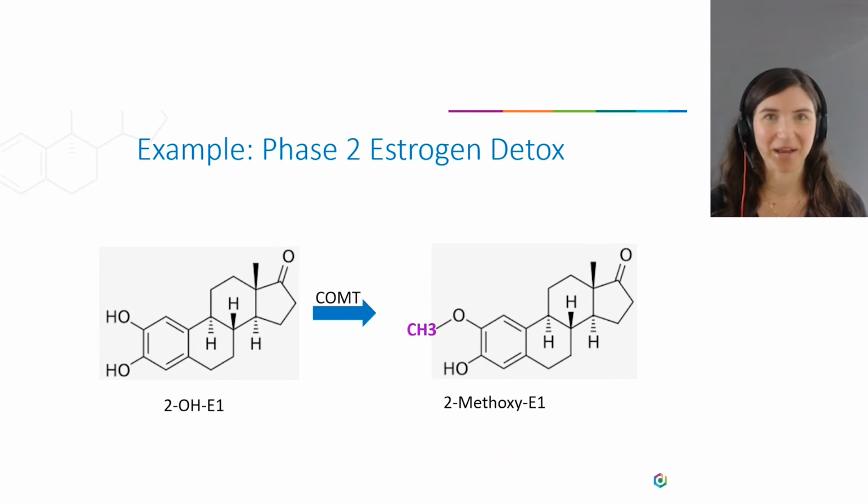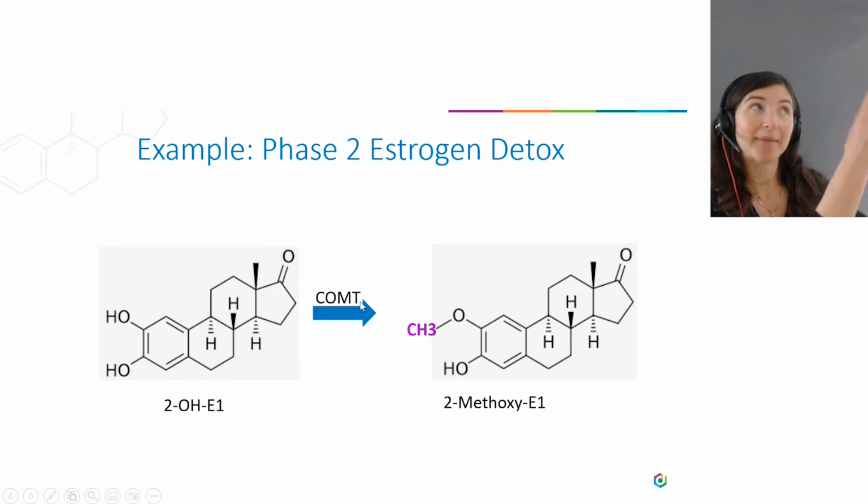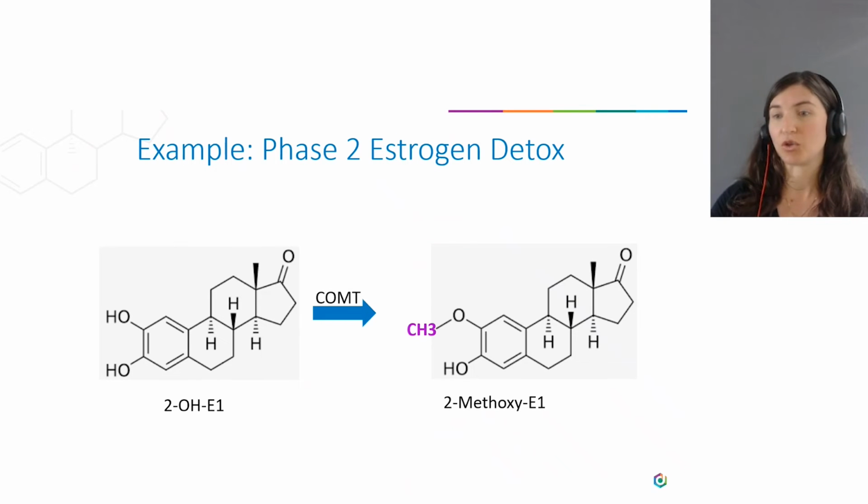Okay, here's another example, and this is the one that comes up on the Dutch test. This is phase 2 estrogen detox. So remember, methylation is involved in phase 2 detoxification. And here, on the Dutch test, we measure 2-hydroxyestrone. This is a phase 1 estrogen metabolite. And we've got COMT. This is the enzyme that takes the methyl group from SAM and says, "Thank you, SAM. I'm going to methylate 2-hydroxy-E1 and turn it into 2-methoxy-E1."